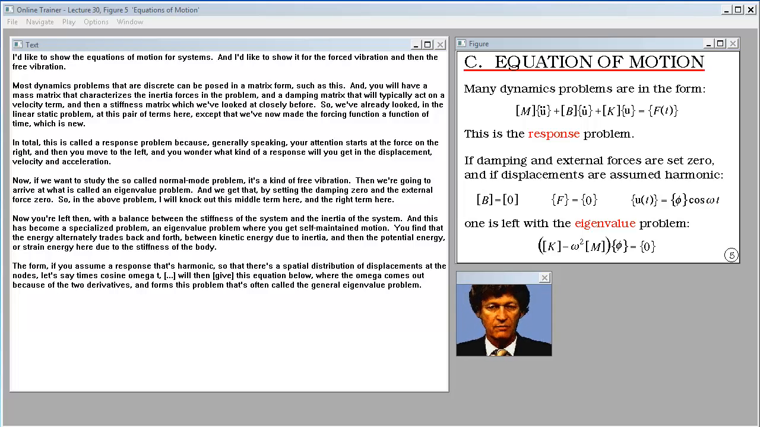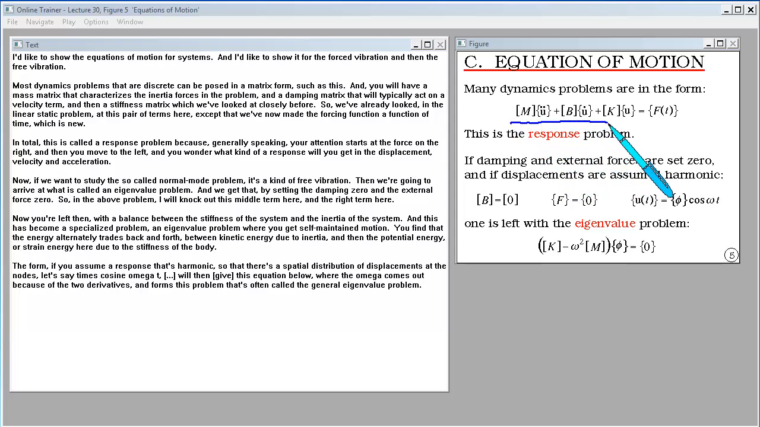I'd like to show the equations of motion for systems, and I'd like to show it for the forced vibration and then the free vibration. Most dynamics problems that are discrete can be posed in a matrix form such as this, and you will have a mass matrix that characterizes the inertia forces in the problem, and a damping matrix that will typically act on a velocity term, and then a stiffness matrix, which we've looked at closely before. So we've already looked in the linear static problem at this pair of terms here, except that we've now made the forcing function a function of time, which is new.